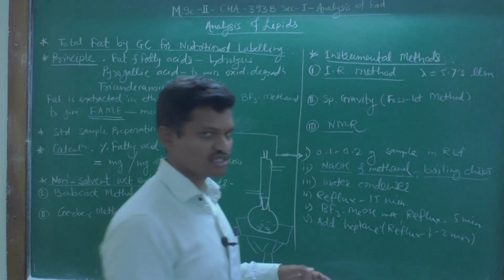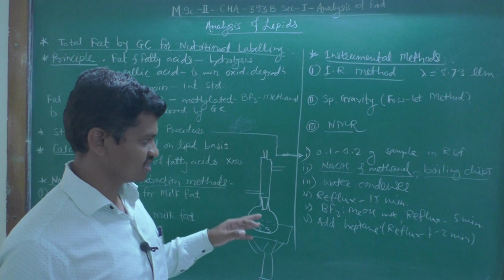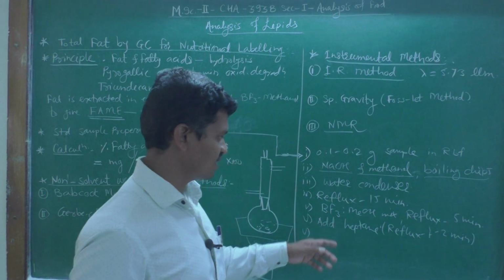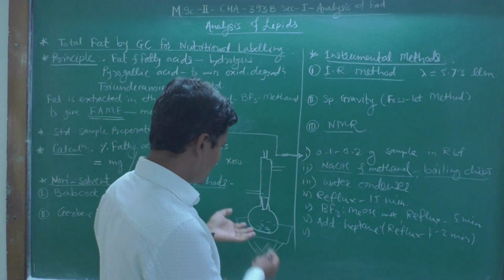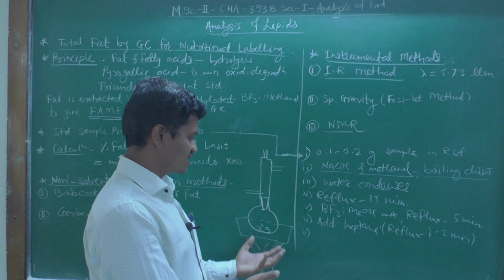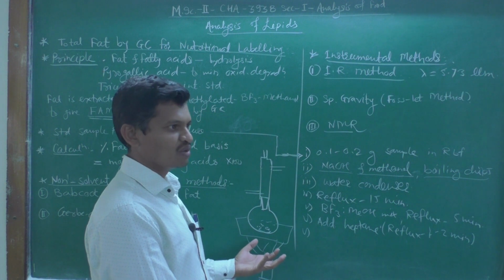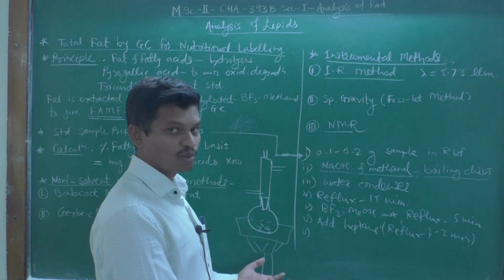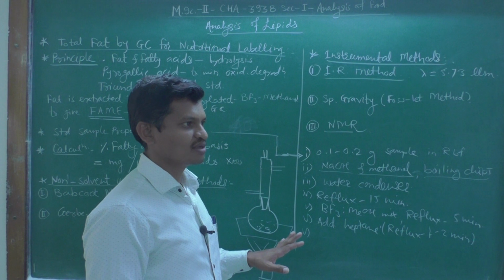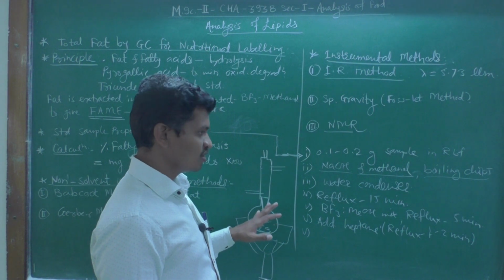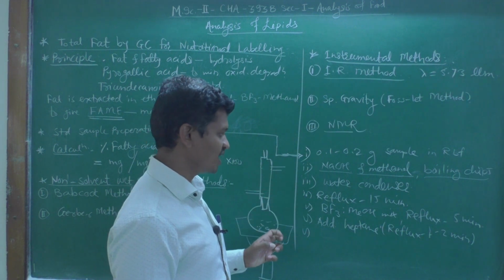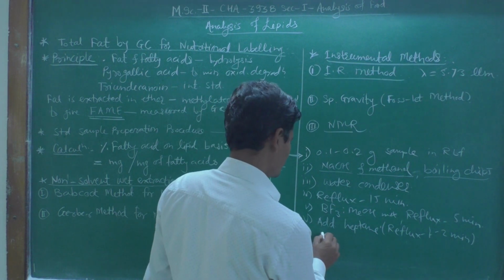So this is the standard procedure given by this organization. After this refluxing, you have to take this round bottom flask along with the condenser away from the heating assembly, whether it is a steam bath, water bath, or oil bath. Remove that and allow it to stand as it is. Don't disturb it.